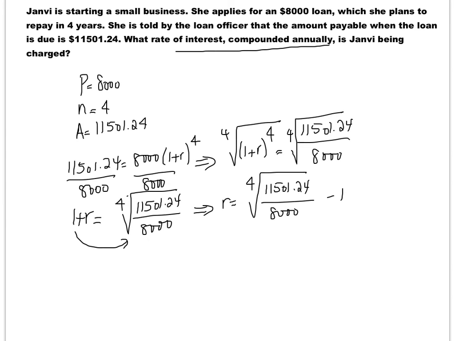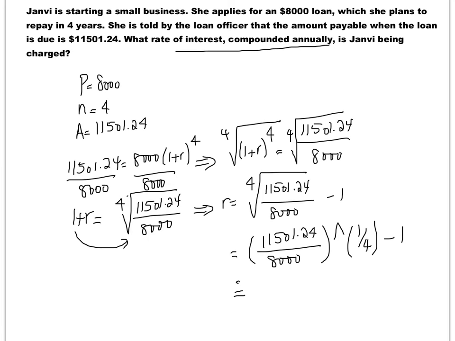Now you may say, how can I calculate root 4 of this fraction? Remember, root 4 is the same as a number exponent 1 over 4. So what you have to type on your calculator is the following. You type open bracket 11,501.24 divided by 8,000 close bracket, hat 1 divided by 4 minus 1. If you evaluate this one, you will get approximately 0.095, which is equal to 9.5%.